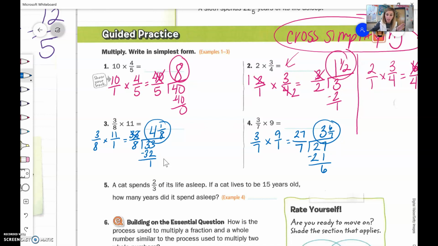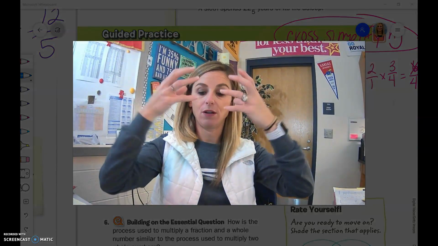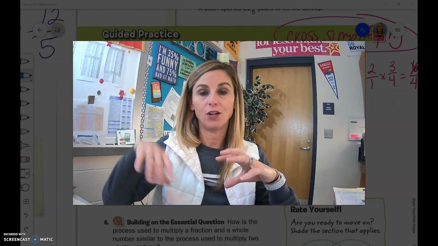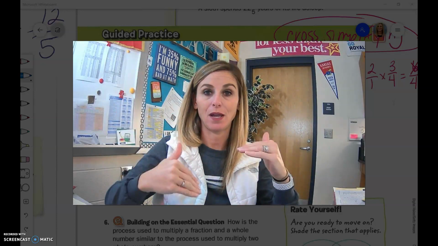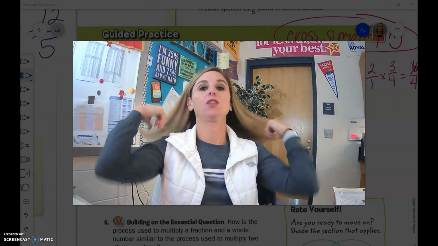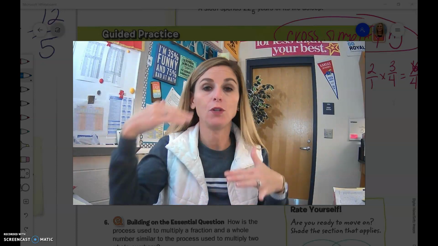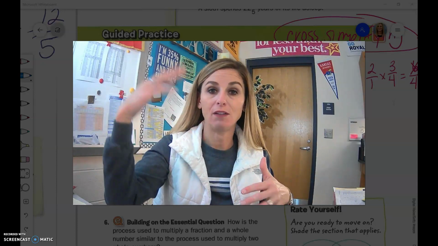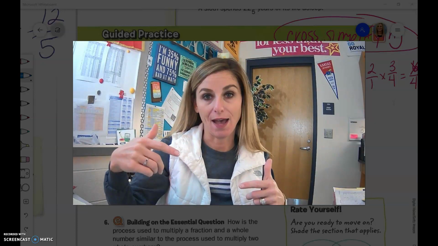Okay, so basically all you're doing is multiplying your numerator, multiplying your denominator, and then simplifying. If you get to the point where you have a numerator that is bigger than your denominator, you're going to take your numerator and divide it by your denominator. All right? If you get a fraction where you need to simplify, you have to simplify, otherwise it's going to be wrong. So if you get 2/4, you have to divide each of those by 2 to get 1/2.